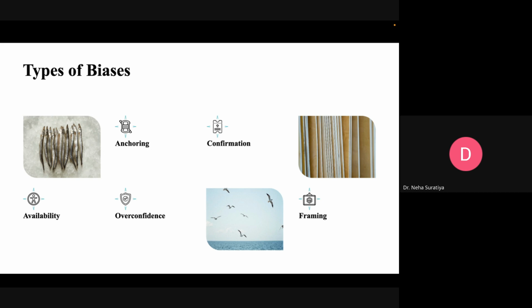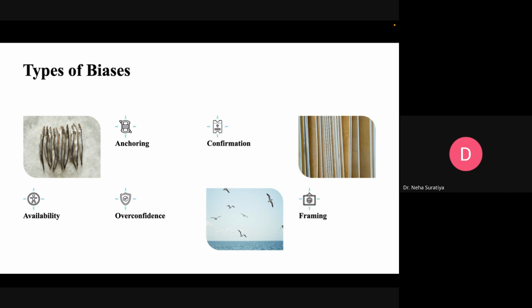So anchoring type of bias can happen. What do you mean by anchoring? Anchoring means you fixate on the first piece of information and fail to adjust your thinking. Very simple. For example, it's just gastritis and you are ignoring later signs of cardiac pain. So that is anchoring.